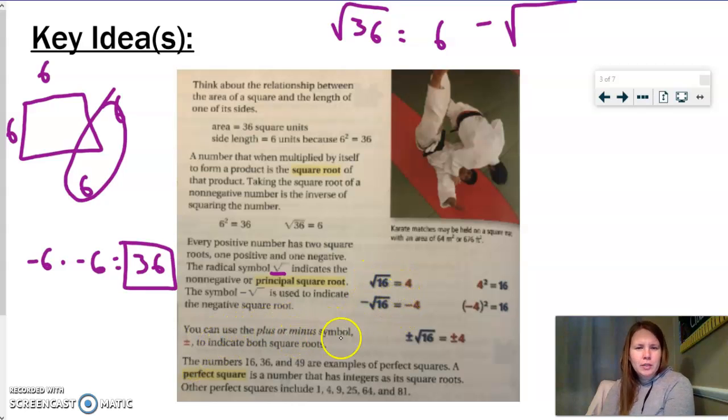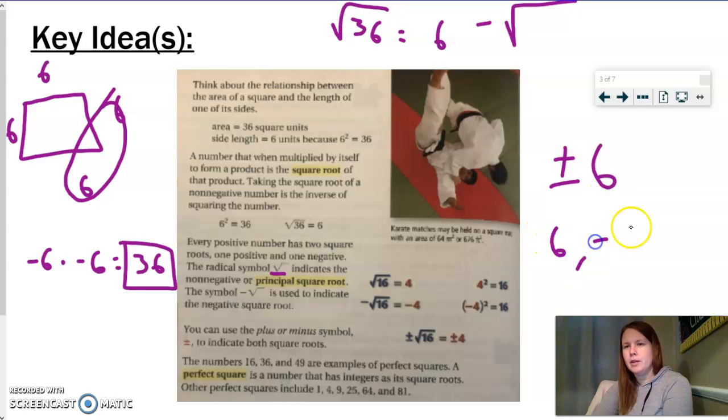You can use the plus or minus symbol as here to indicate both square roots. So sometimes you'll see in this case they say the plus or minus, meaning the positive version and the negative version of this number. So if I wanted to say, the positive and negative version of 6, I can write plus or minus right next to 6 instead of writing 6, comma, negative 6. Saves me a little bit of time. It's just another way that we can express that here in math.